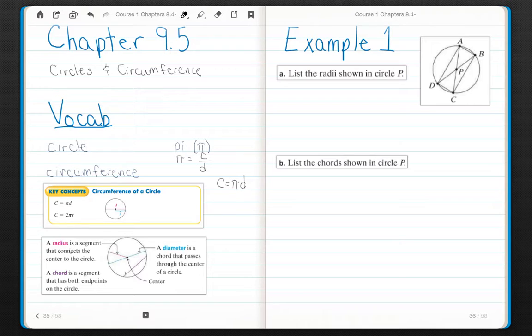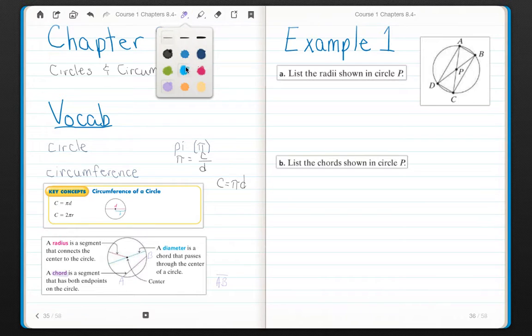So let's take a look at some parts of a circle. First, down here we have a chord. A chord is a segment that has both endpoints on the circle. Because it is a segment, if I label this A and this B, this purple chord would be segment AB, with the segment symbol over the top of it because it is a line segment. So a chord has both endpoints on the circle. It is touching the circle.